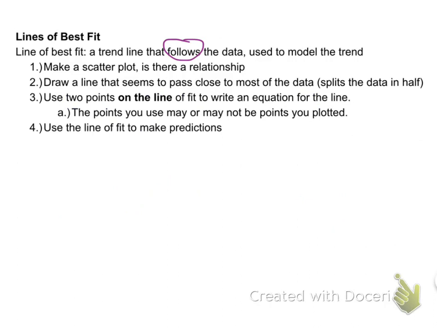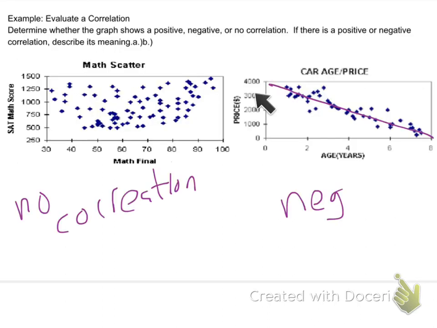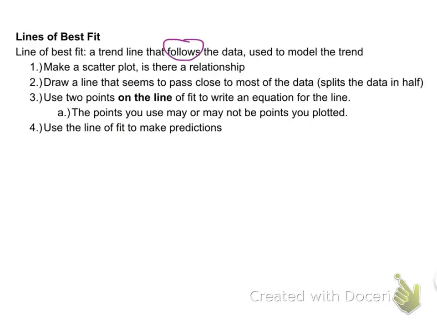So how do I find that line? Well, here's a cool thing. You make that scatter plot in step 1, as in that car age and value. Is there a relationship? So is it a positive relationship, negative relationship, things like that? Let me go back real quick. If the line is falling, what kind of slope is that? It's a negative slope. What kind of correlation is it? It's a negative correlation. That is really cool. Okay? So, we got a correlation going on. I drew a line that seems to pass through most of the data. Splits it in half. I already talked about that.